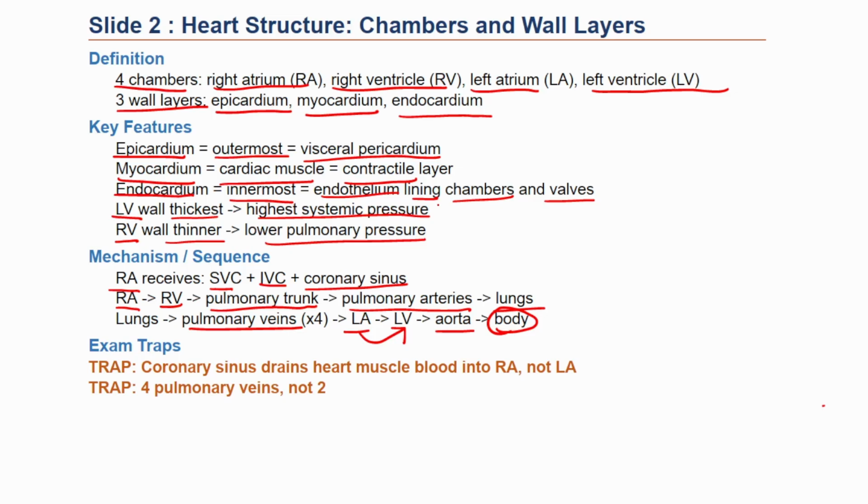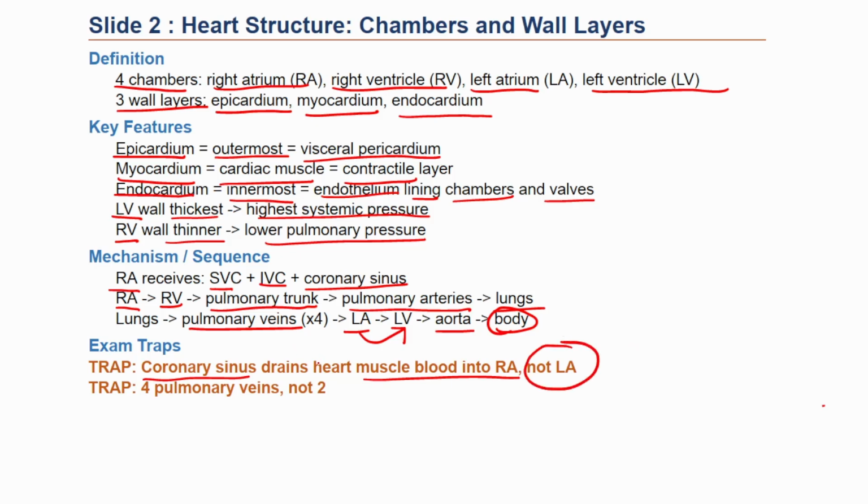Do not fall for this. The coronary sinus strictly drains its deoxygenated blood back into the right atrium alongside superior vena cava and inferior vena cava, not into left atrium.